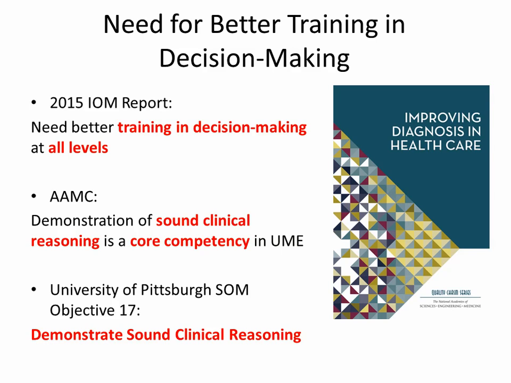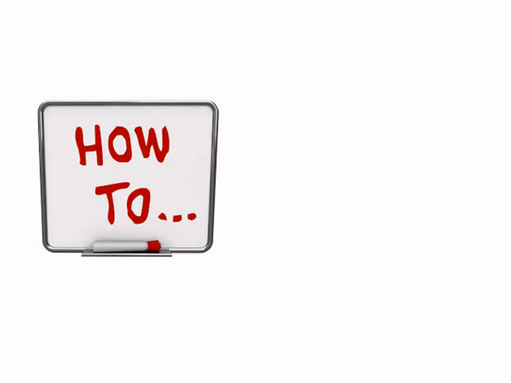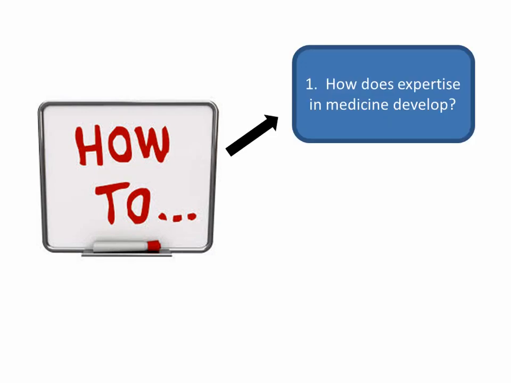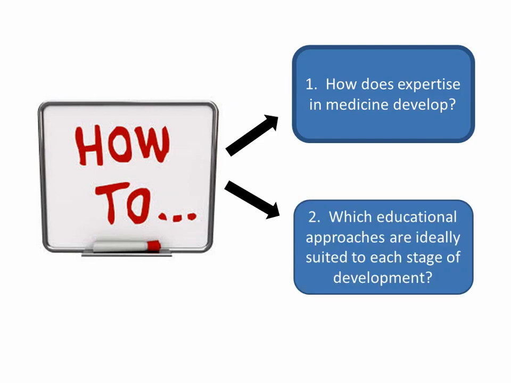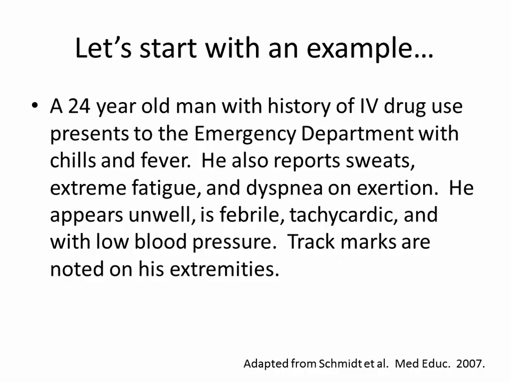So how do we go about tackling some of these objectives and meeting some of these needs? I think it comes down to two essential questions, and we're going to go through each of these questions one at a time. The first is, how does expertise in medicine develop? How do clinical reasoning skills develop? We need to understand that before we can understand how to teach them. And then the second is, is there anything out there that can help us understand which educational approaches may be ideally suited to teaching clinical reasoning at each stage of development? So let's start with the first question.